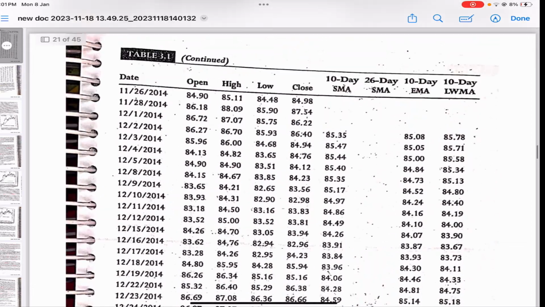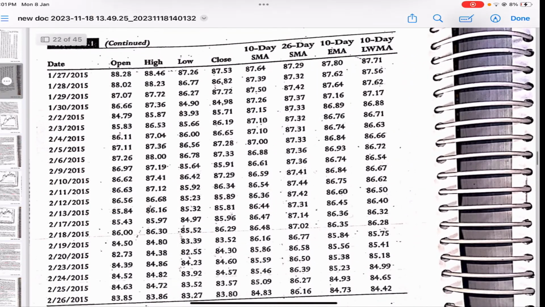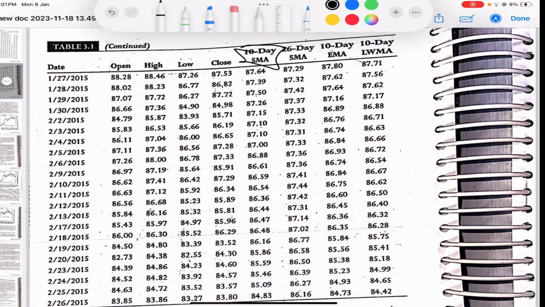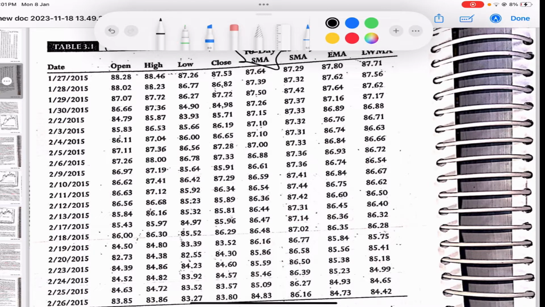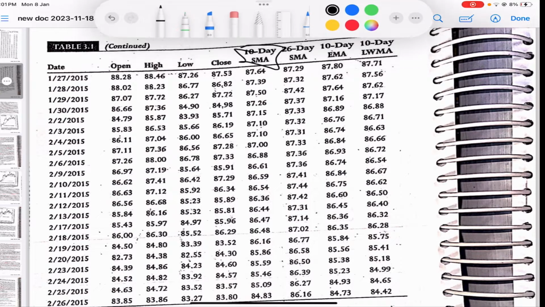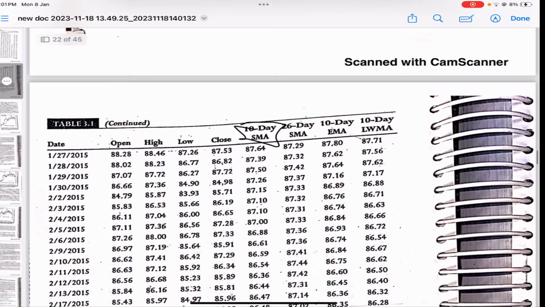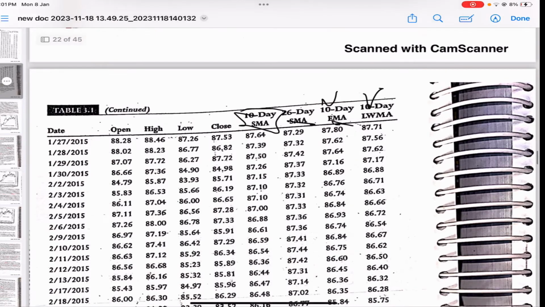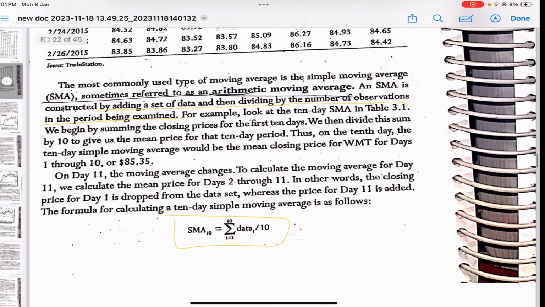This is just the data. They have just given you the data and nothing very important in that. This is the 10 days simple moving average. Price of the 10 days divided by 10. Price of the 26 days divided by 26. 10 LWMA. So this is the SMA. EMA is the exponential moving average. LWMA is the linearly weighted. We'll come to that. Now, one more name for simple moving average is the arithmetic moving average.